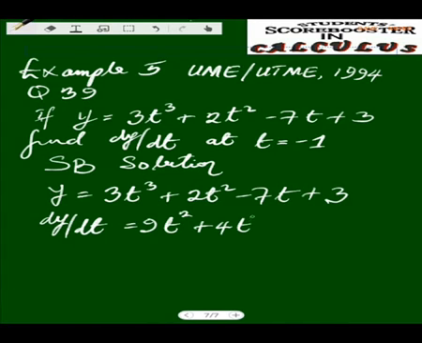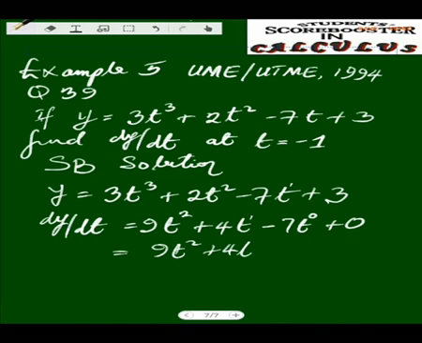Is 1. I may not need to write it. So minus what I have here is 1. So 1 times 7 is 7, and t raised to the power 0 plus any constant. Derivative of any constant is 0. So now I have 9t squared plus 4t minus 7, because t raised to the power 0 is 1.